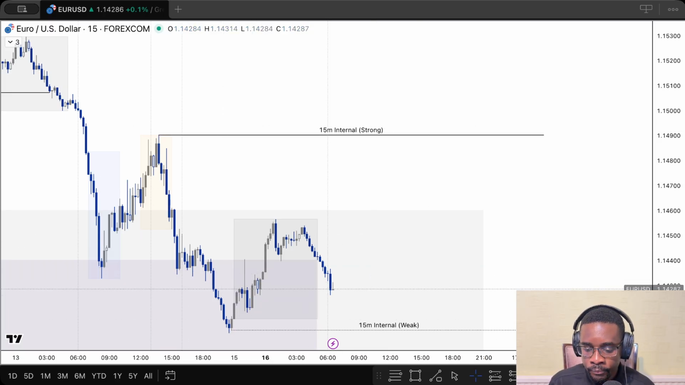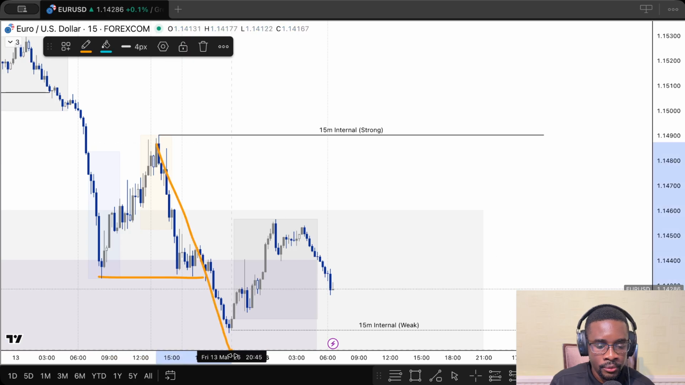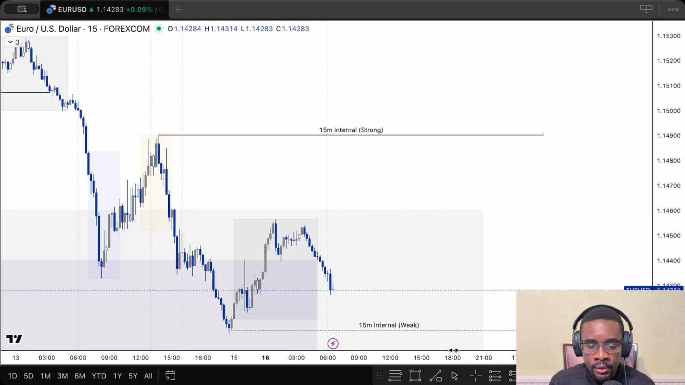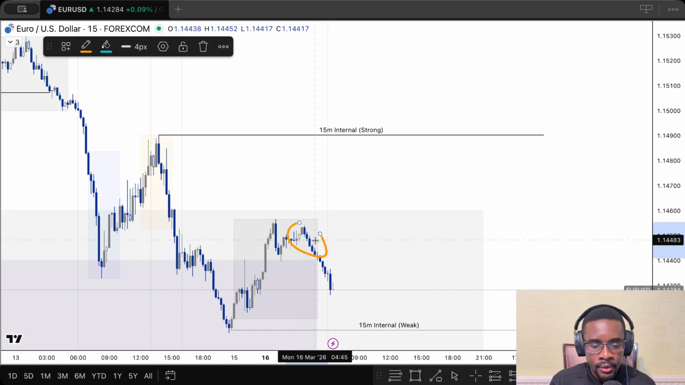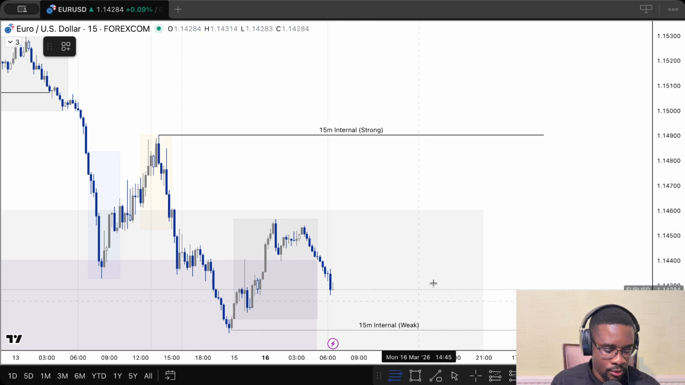All right, so we did have a break of internal structure. We've already had our pullback. So this would be our break with our pullback. We've come back, and now it looks like we are heading for that weak low again. Let's see, where did we pull up?